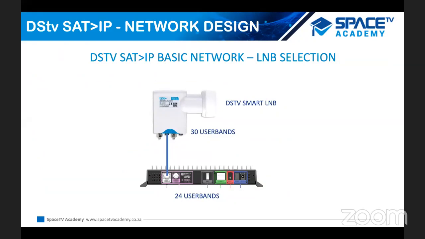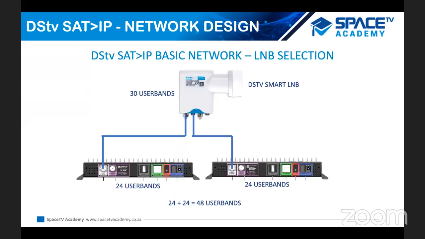Okay, so there is a basic setup. Can we do that? We said we can use a smart LMB to feed a server. You've got 30 user bands on the LMB and 24 in the server, so that is correct. That is a practical and usable example for a small system. Can we do this? We have two servers which require 24 user bands each, which is a total of 48 user bands, and our LMB can only supply 30. So no, we cannot feed more than one server from a smart LMB, very important.